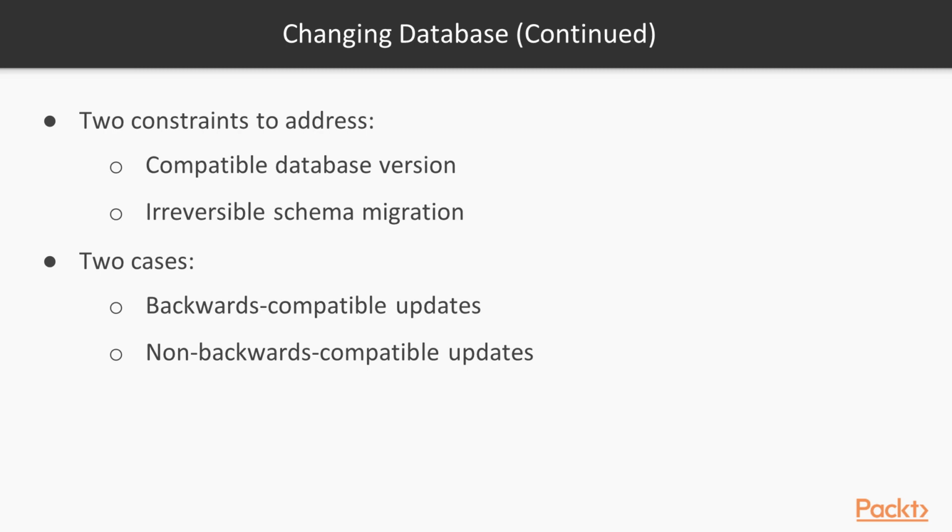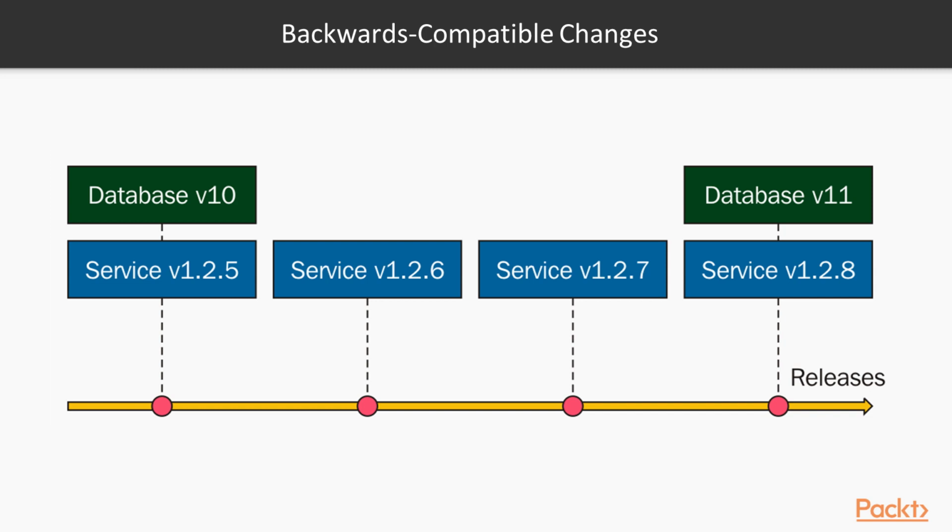We will address these constraints for two different cases: backward compatible updates and non-backward compatible updates. Backward compatible changes are simpler. Let's look at the following figure to see how they work. Suppose the schema migration database v10 is backward compatible.